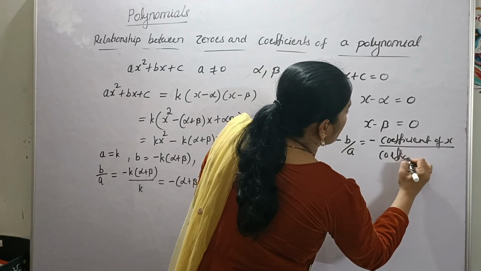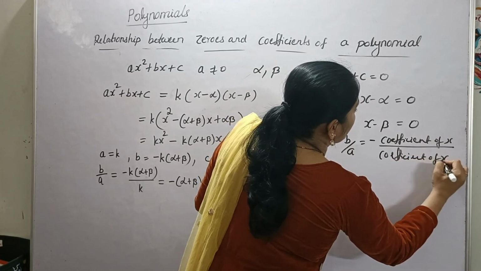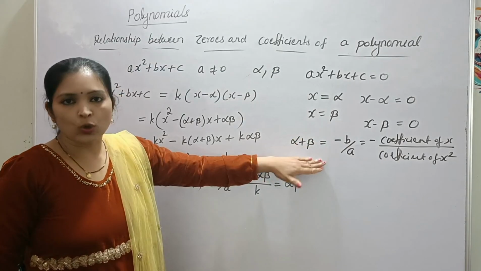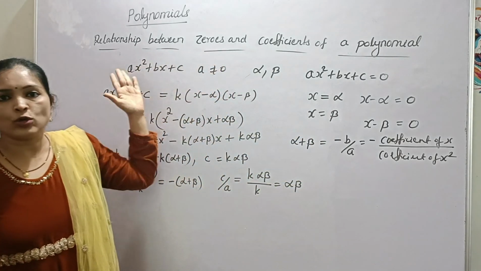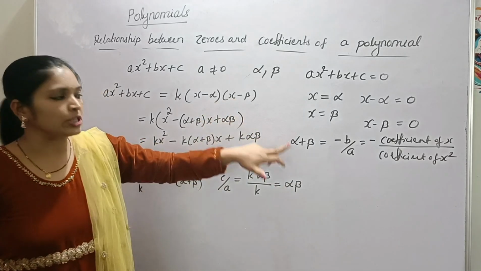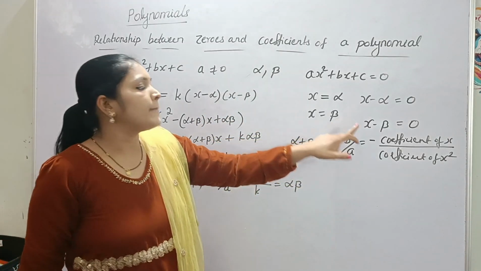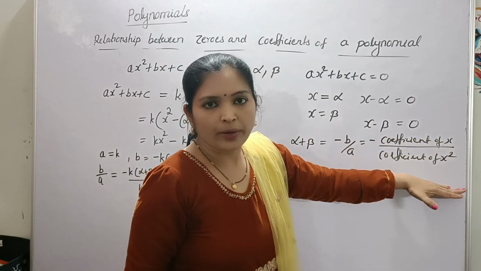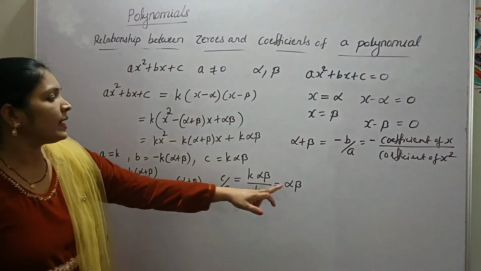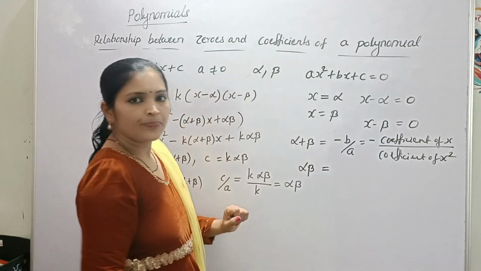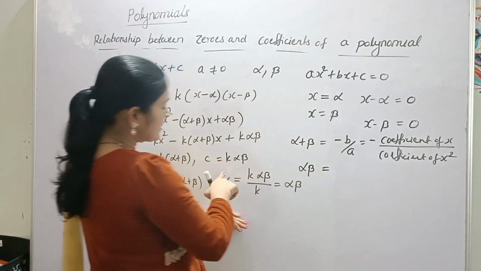Coefficient of x square. It's very important, that is sum of zeros. Alpha and beta are the zeros of this polynomial. Therefore, alpha plus beta, that is sum of zeros, is equal to minus of coefficient of x divided by coefficient of x square. Next is alpha into beta, that is product of two zeros, is equal to c by a.